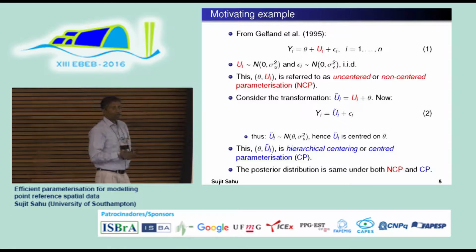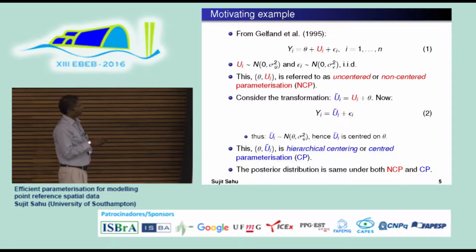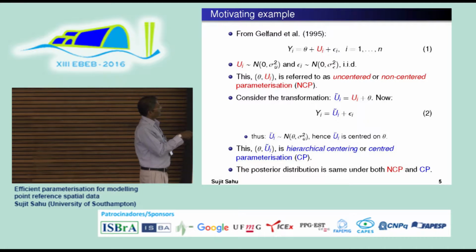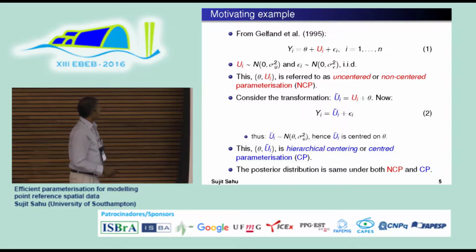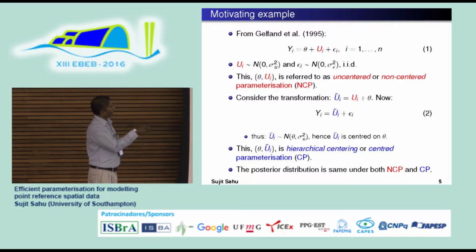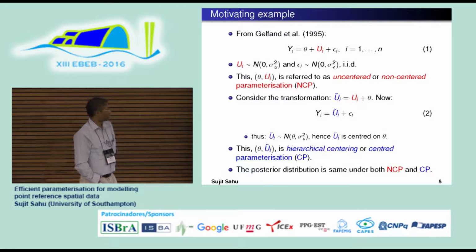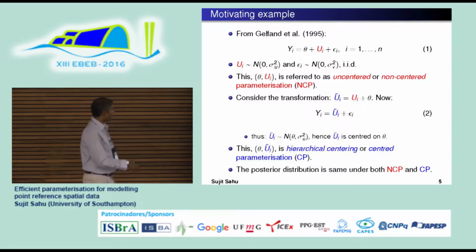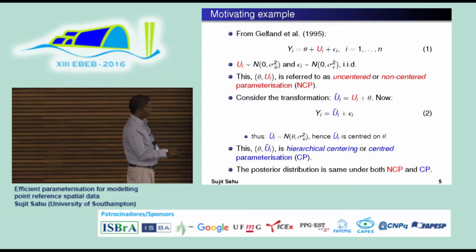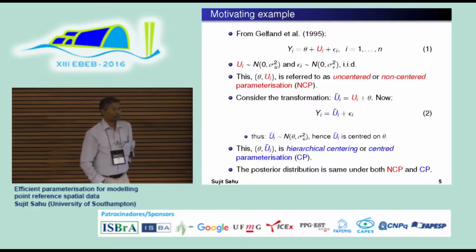So we go back to Gelfand et al. That's the simple example. Earlier I had just one random effect, but now I have n random effects, and these random effects are independent. There is no spatial correlation. So u_i, repeating from my first slide, and then theta plus u_i, that parameterization is what we call the uncentered or non-centered parameterization. And if we just do the transformation, u tilde i equal to u_i plus theta, then write down the model this way, y_i equal to u tilde i plus epsilon_i, in those papers we call that hierarchical centering or centered parameterization; we coined the term there.